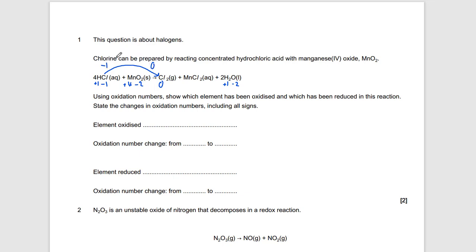Now -1 to 0 is the loss of electrons, which means it's been oxidized. So we've lost an electron here, so that's oxidation. We'll just put that there for now. The only thing we haven't done is MnCl2. Now again, chlorine is typically -1, and we can assume it maintains that course in this regard.